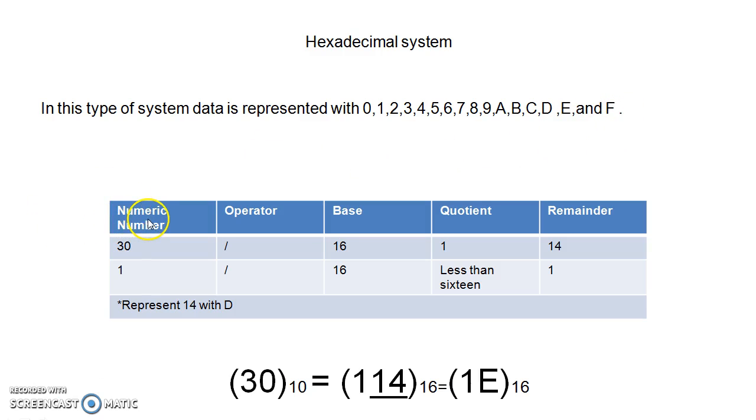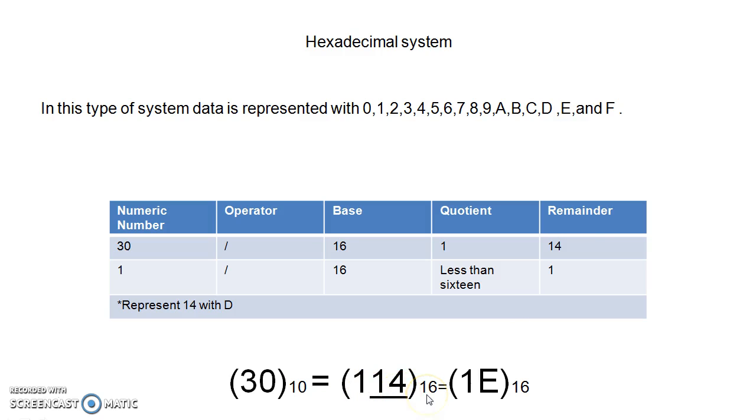Again consider the same example. Numeric number 30, I'll divide it by 16. Quotient is 1, remainder is 14. Consider quotient 1 divided by 16. Quotient is less than 16, so it is a remainder. Arrange it from bottom to top. 1, 14.